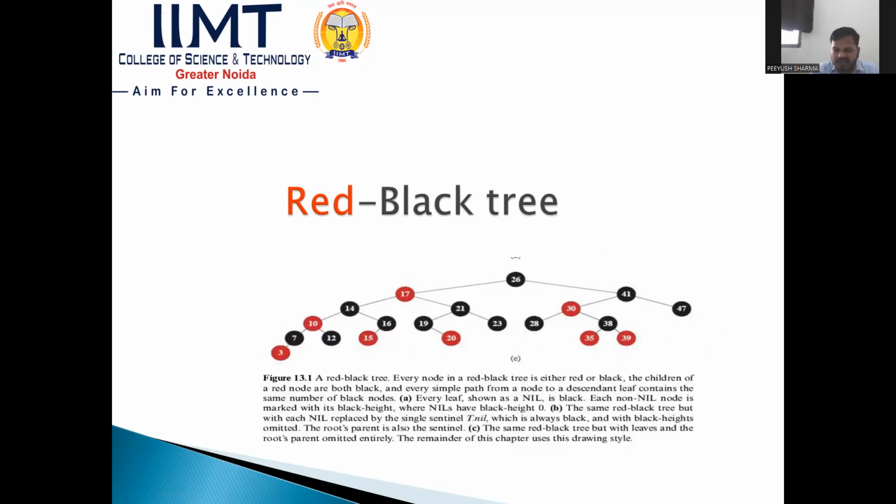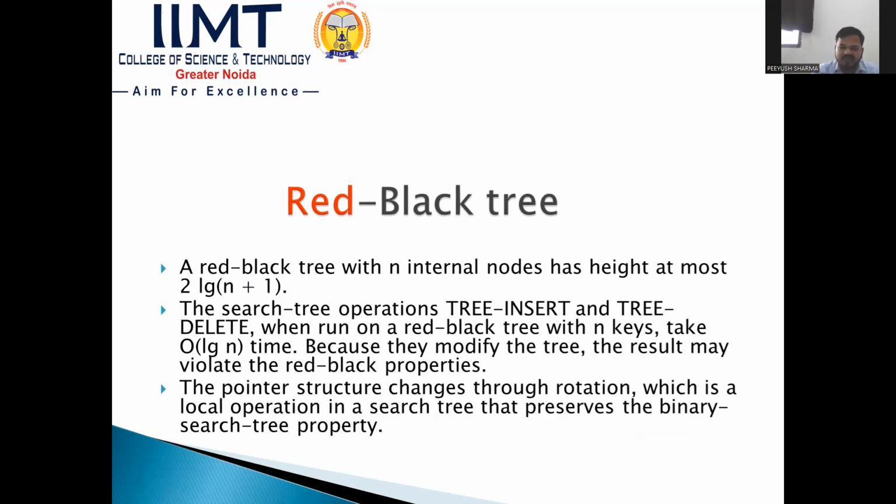And the properties are given below. That's a red black tree. Every node is red or black. Every child node is either red or black. No consecutive red nodes exist in our red black tree, right? So next, the height of this red black tree is 2 log n plus 1.